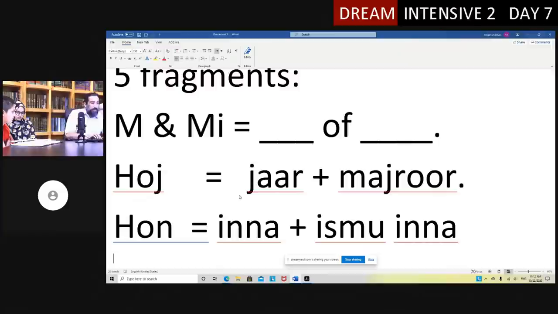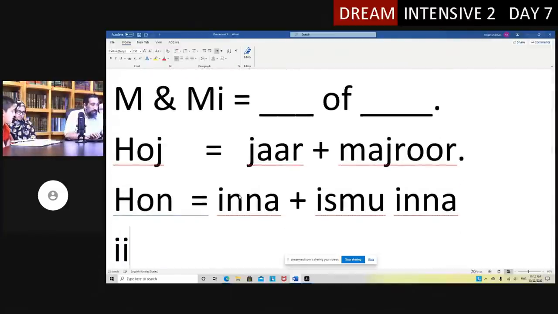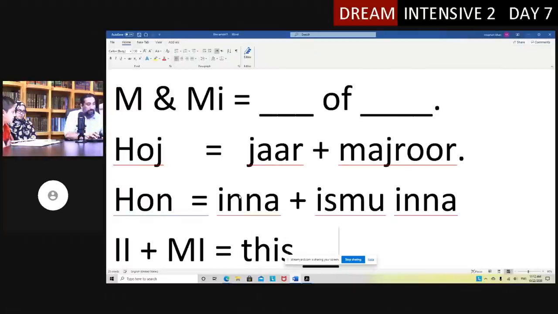The ismul ishara and musharun ilayh are something like this something. This car, this house, this masjid, this class. If I say this class, is that a sentence? Really? This class is a sentence? No. This class is long, that's a sentence. This class is a lot of work, that's a sentence. But this class by itself is not a sentence. It's just a fragment. Fragment means more than a word, but less than a sentence. Those are four different kinds of fragments.